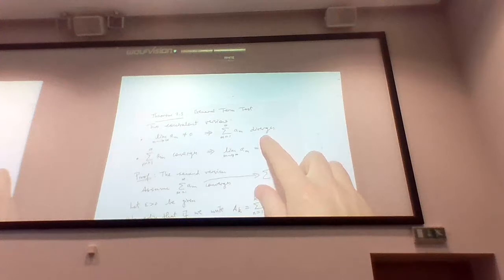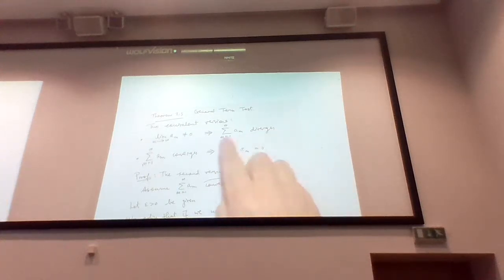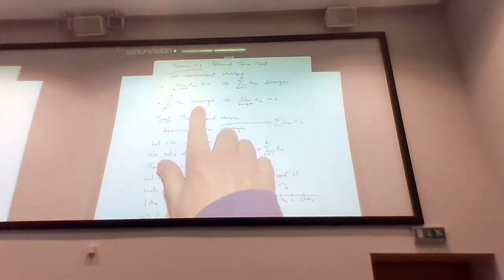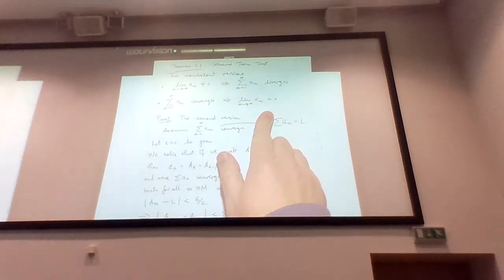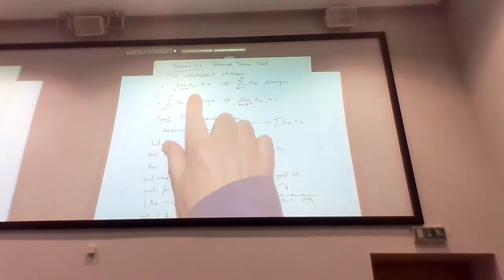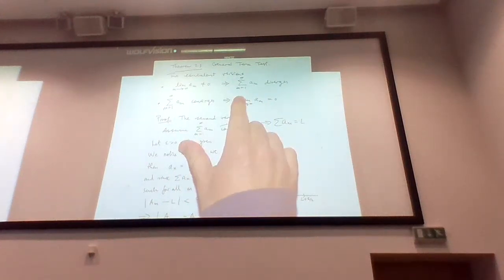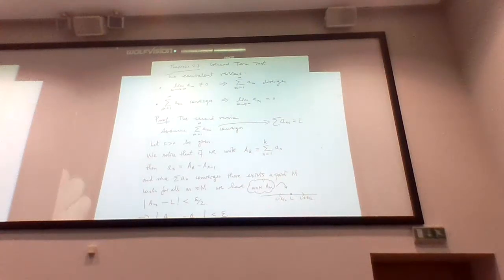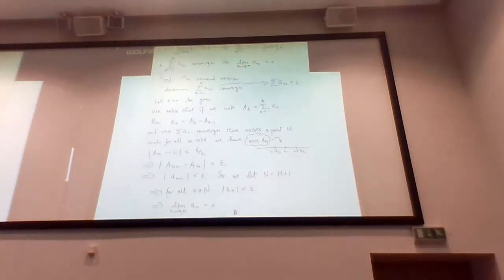If you're shown a series and you can see that the terms of the series do not converge to 0, you know straight away the series diverges. Because we've just proved that if the series converges, the terms do converge to 0. So if we see the terms not converging to 0, we know the series diverges. So the general term test is a tool that can detect divergence.